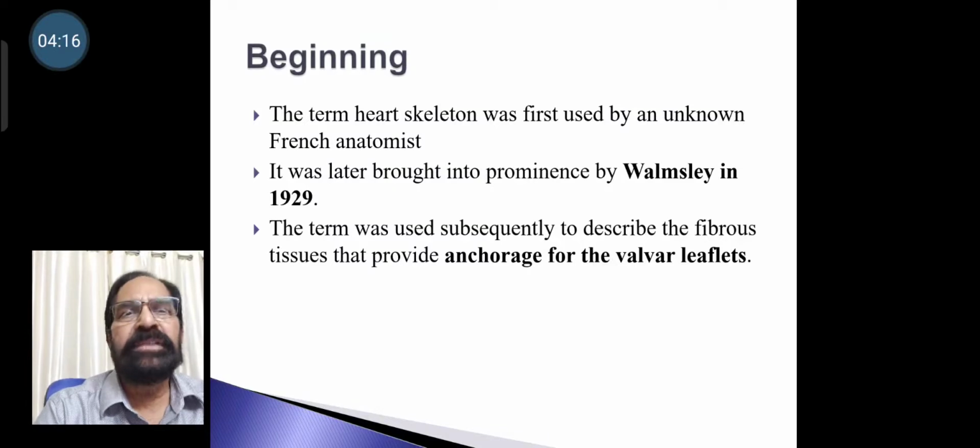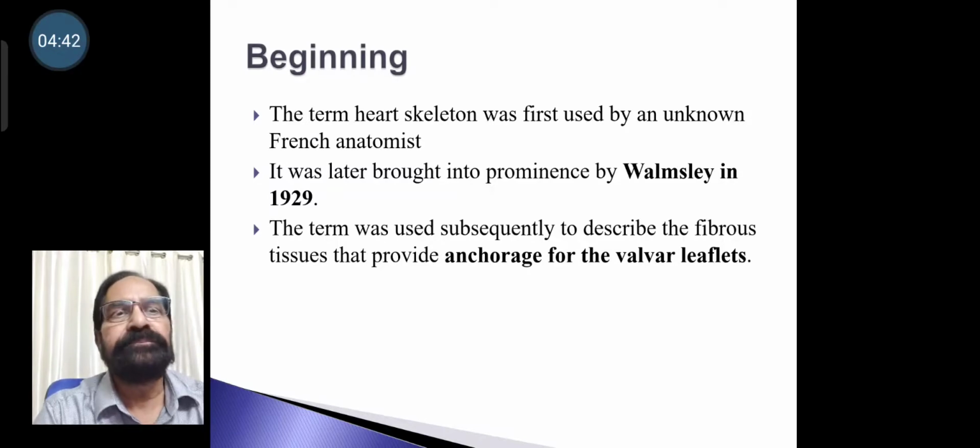The beginning of fibrous skeleton. The term heart skeleton was first used by an unknown French anatomist. It was later brought into prominence by Walmsley in 1929. The term was used subsequently to describe the fibrous tissue that provides anchorage for the valvar or valvular leaflets.